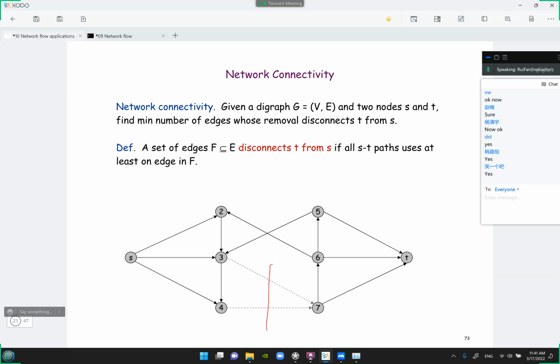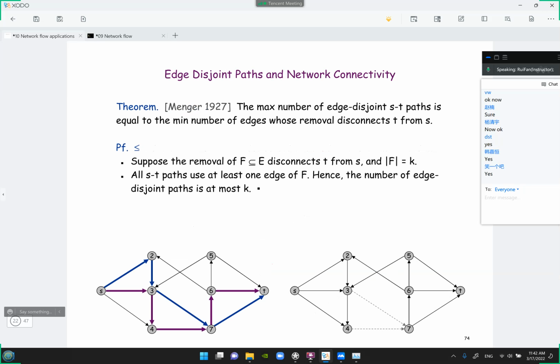Because if I just take out one edge and disconnect S and T, then my network is not very robust. If even one thing fails, my network is disconnected. That's bad. But if I have to remove like 100 edges to disconnect S and T, then my network is very robust.